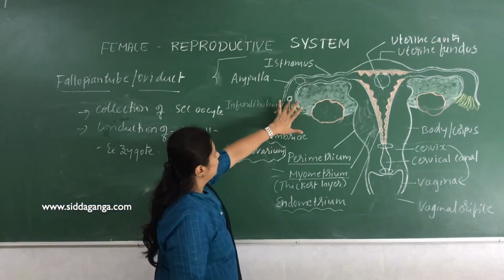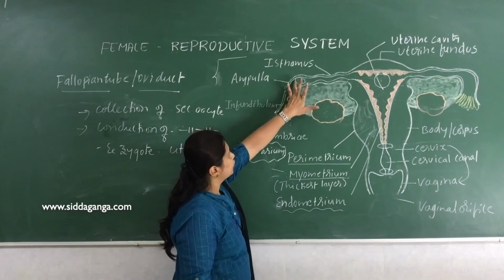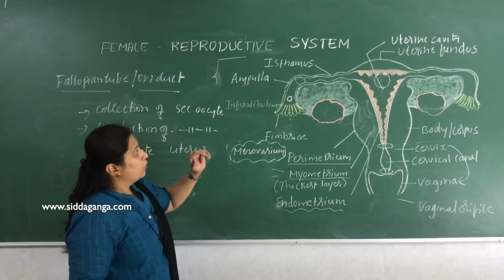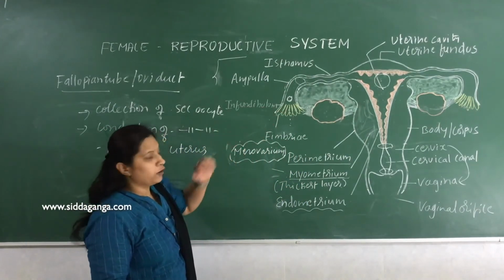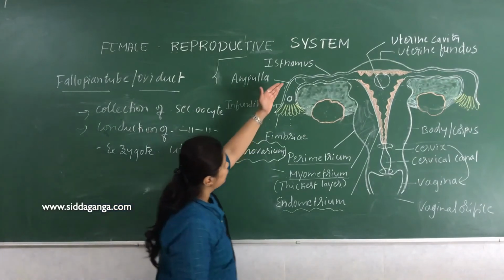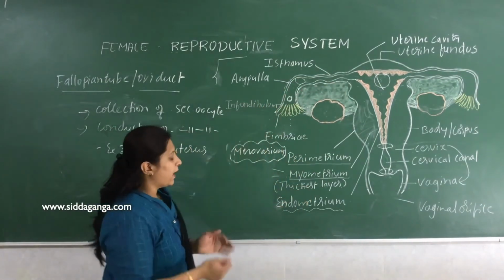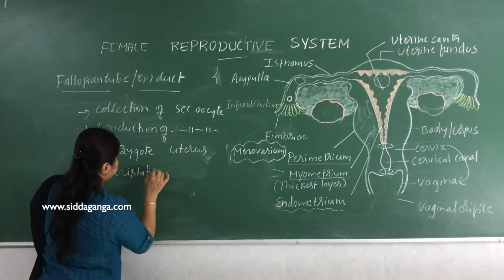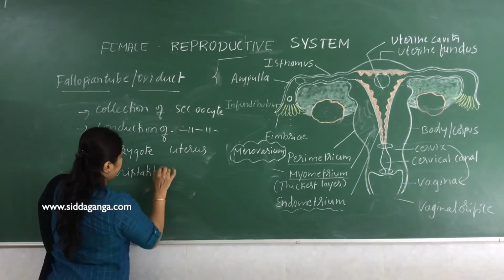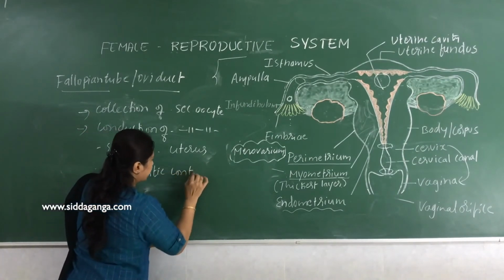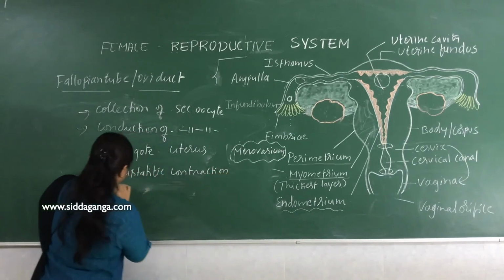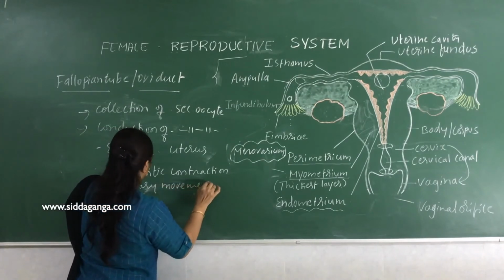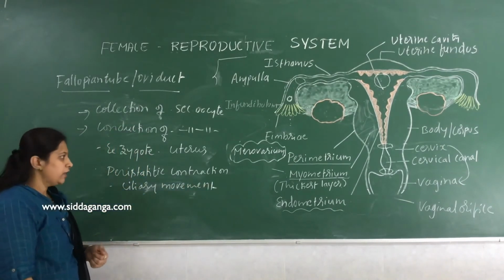From here, the secondary oocyte has to travel and reach the site of fertilization. After fertilization, it has to reach the uterus. So what helps in this movement in the fallopian tube? What causes the movement of the secondary oocyte? It is by peristaltic contraction and ciliary movement.